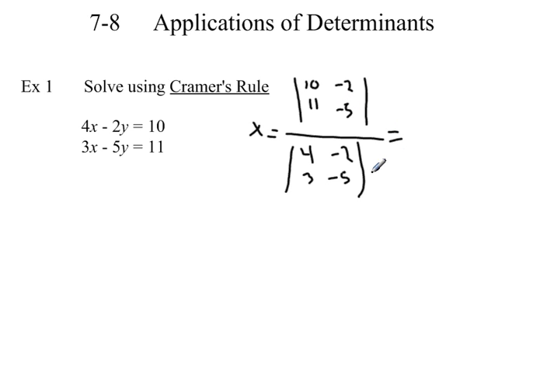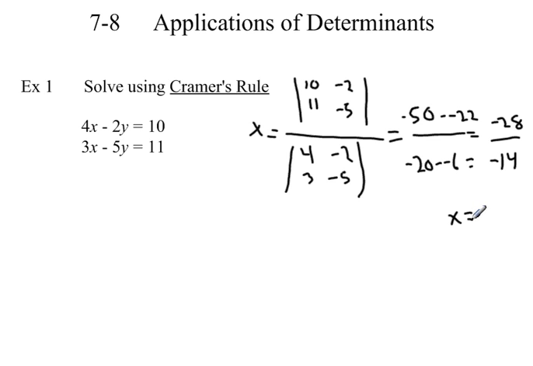Okay, so let's find the determinant of each of these. On top we have -50 minus -22. Okay, I'll write that out. -50 minus -22, which is equal to, let's see here, -50 plus 22, which is -28. On bottom we have -20 minus -6. And again, if we figure that out, it's -14. So x is equal to -28 over -14, so x equals 2.